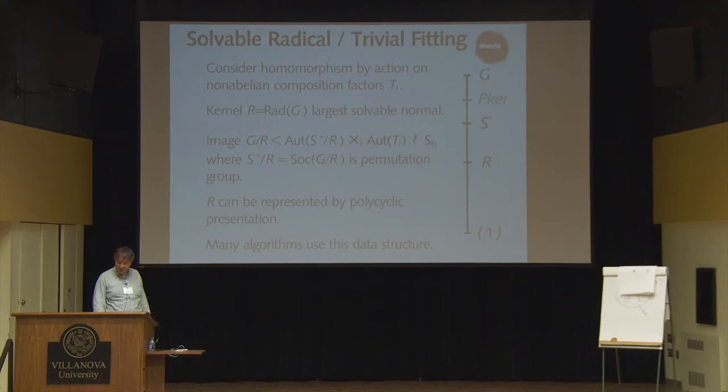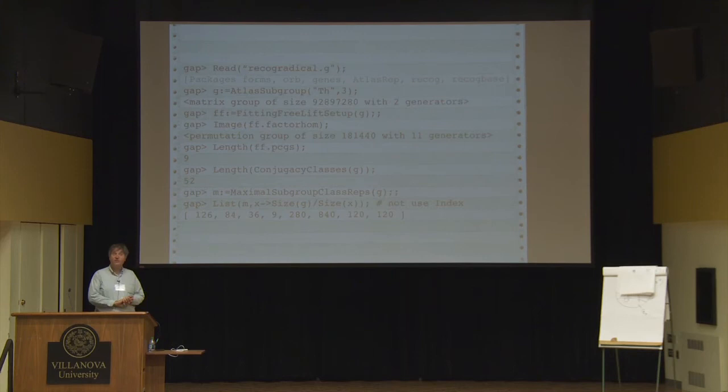So in some way, we can decompose the matrix group into a permutation group and a polycyclic group, and they are both nicer to work with. And many algorithms use this. And let me finish with this example here. This is code. If you want to play with it, this will also be on these web pages. This is very much experimental code. It might run into errors. You will need the newest version of GAP.